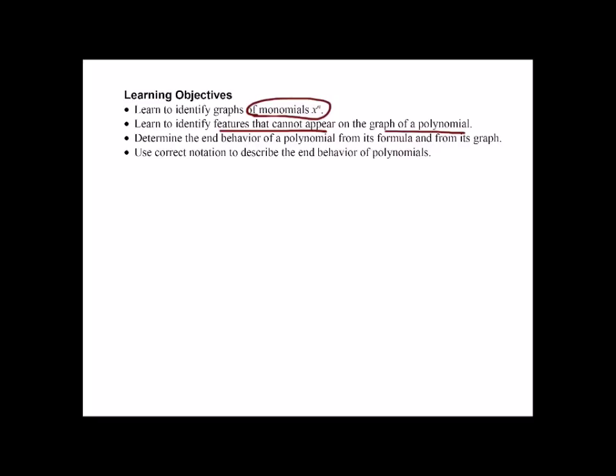We're also going to look at the end behaviors of polynomial functions from the formula, meaning what happens towards the positive end and negative end of the polynomial functions as x values get really big and really small. I'm going to use correct notations to describe end behaviors of polynomial functions.